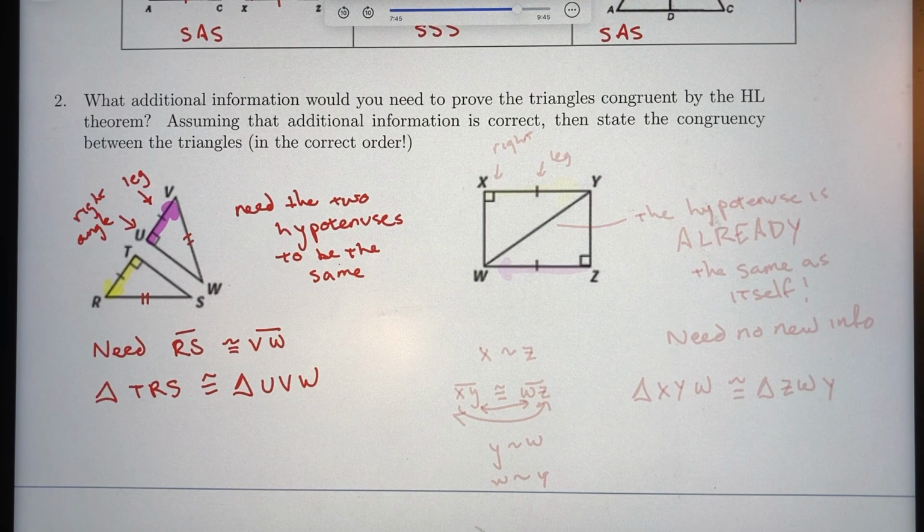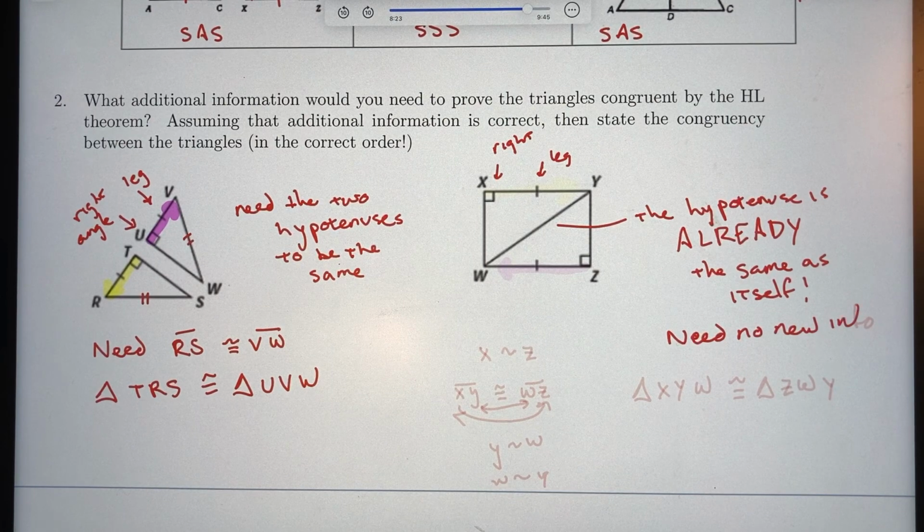So, okay, what about this one? We have leg, we have right angle, and we need the hypotenuse. Oh, but look. Okay, so we don't need anything new.